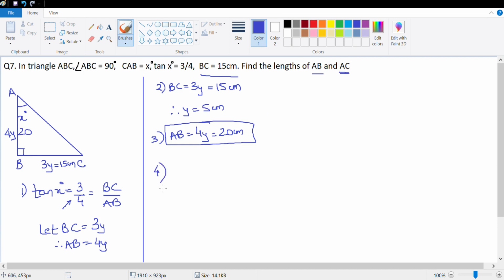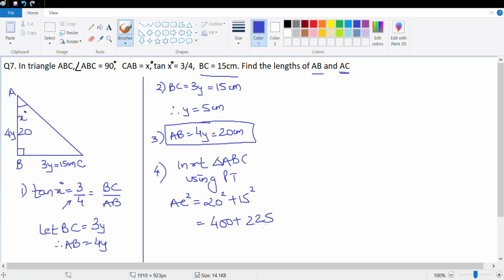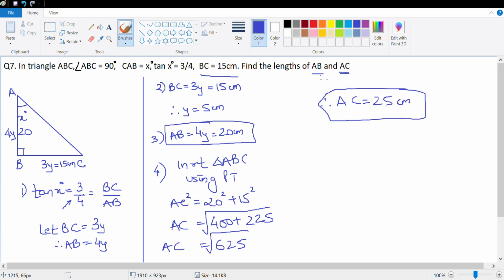Now apply Pythagoras theorem. So in right triangle ABC using Pythagoras theorem, what I get is AC square is equal to 20 square plus 15 square. This is basically nothing but a Pythagorean triplet, but let's just still calculate. 20 square is 400, 15 square is 225, which means AC would be equal to square root of 625, which means AC would be equal to 25 centimeter. So they wanted us to calculate the value of AB and AC. AB is 20, AC is 25.